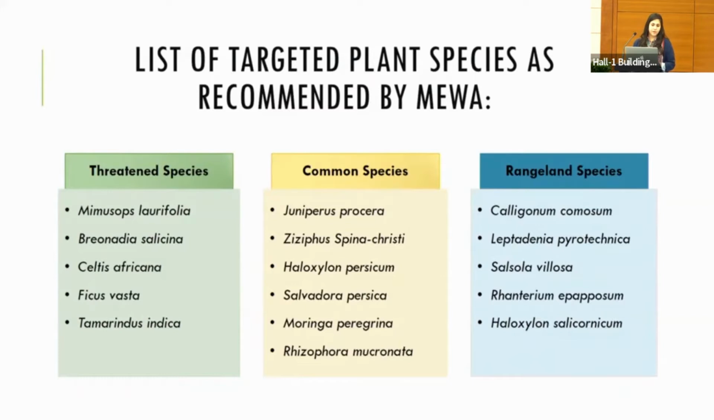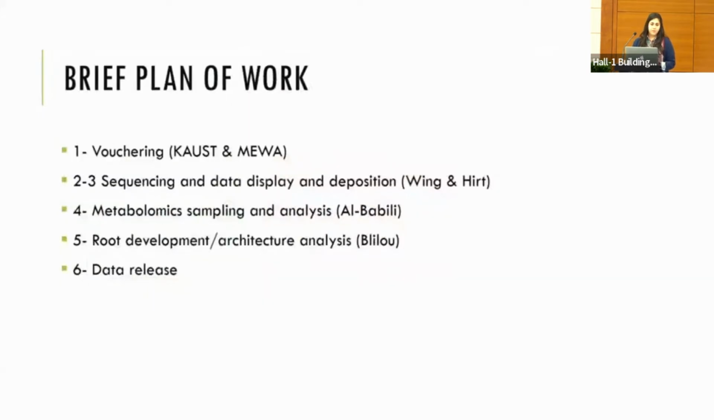Some of these have medicinal use, others have religious value, and others are used for animal pasturing. So the brief plan of work is to do the vouchering of these plants, arrange field trips in different locations in Saudi to voucher live specimens. And then we do the plant genome sequencing. And with the help of other labs here at the CDA, we do the microbial analysis as well.